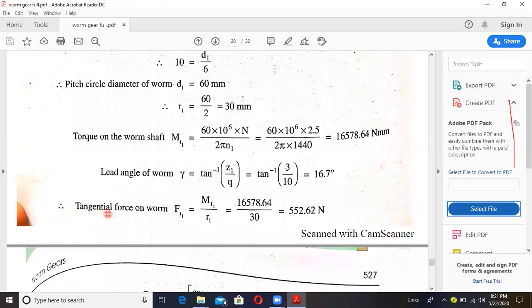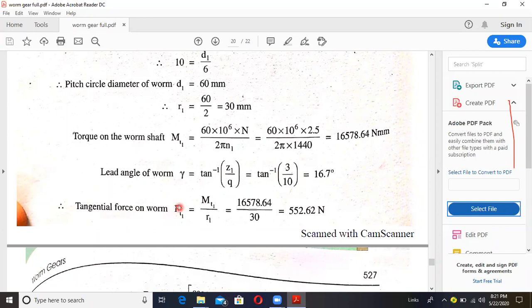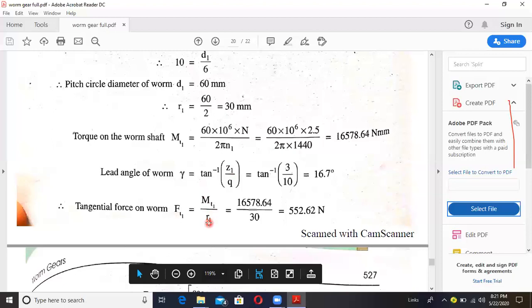Now these are the basic things we require: the pitch circle diameter of the worm, the torque on the worm shaft, and gamma. These are the 3 things we require. Once you have calculated these, we are going to calculate the forces. First we calculate the tangential force on the worm, Ft1 is equal to Mt1 by r1. Substitute Mt1 and r1, then we get the tangential force 552.62 Newton.